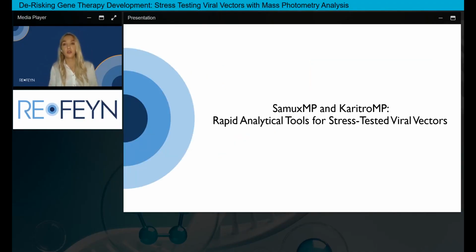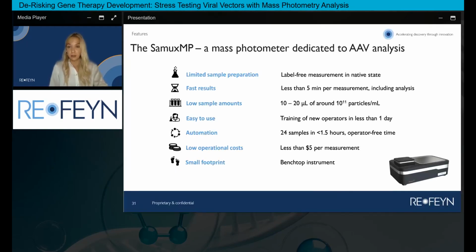Now, the instruments that we used in these two experiments are Samux and Caritro, our mass photometer and macro mass photometer, which are our rapid analytical tools for stress testing. And if you can remember from a slide from the beginning of the presentation, we have a lot of barriers for high throughput scalable testing for quick development. We need something that will allow quick developability studies, and this is how Samux and Caritro can play that role.